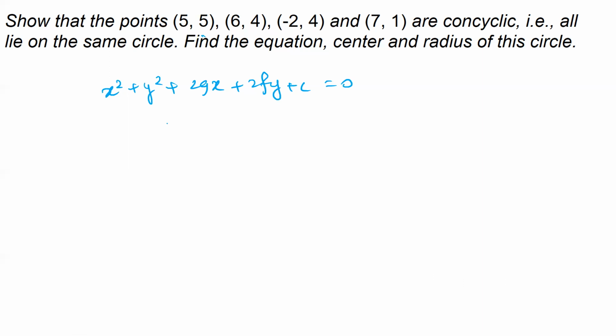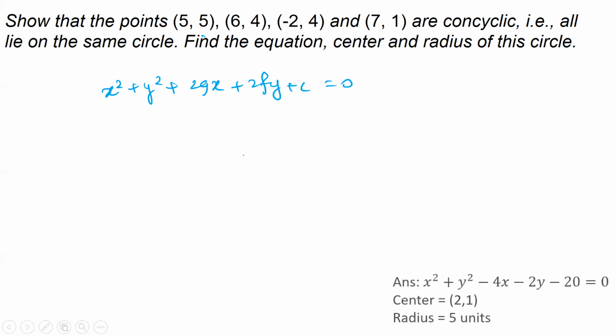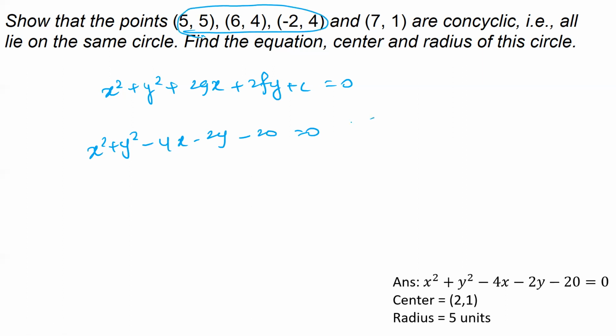And then I find out the values of g, f, and c by solving three equations, which I'll be getting by putting these 3 points in succession, one after the other. So I solve these, I find out the equation of this circle. And lastly, what I need to do is verify if 7 comma 1 satisfies the equation or not. So let me tell you what the answer is. The equation of this circle is x squared plus y squared minus 4x minus 2y minus 20 is equal to 0. So on taking these 3 points, you will be finding the equation of the circle.